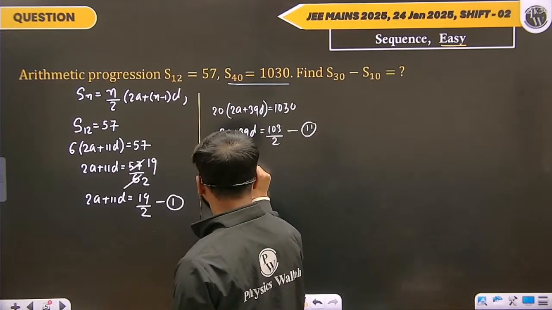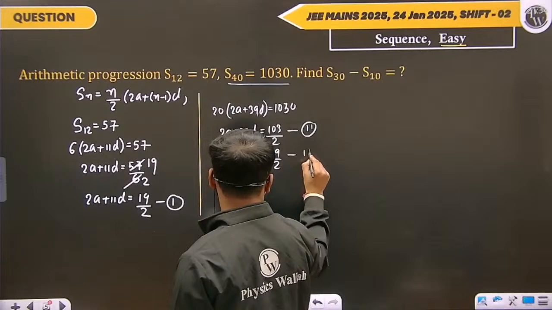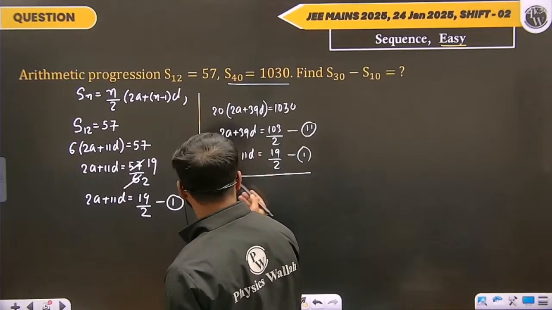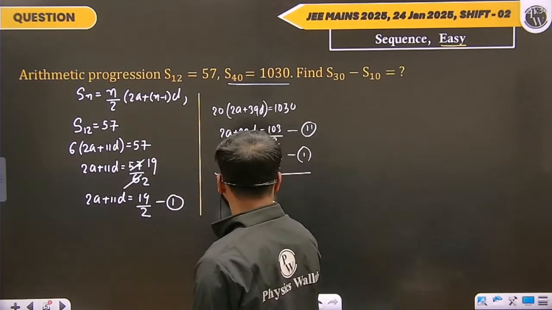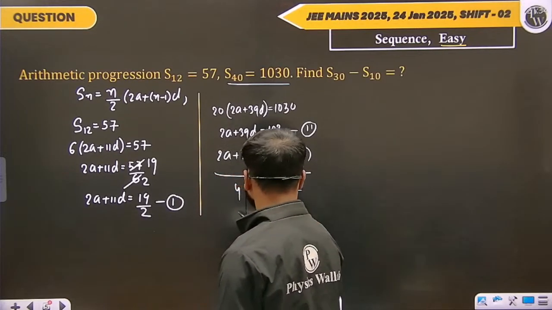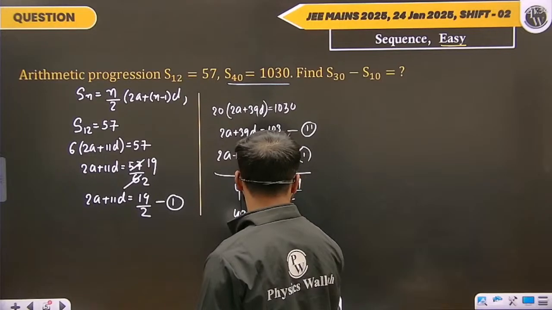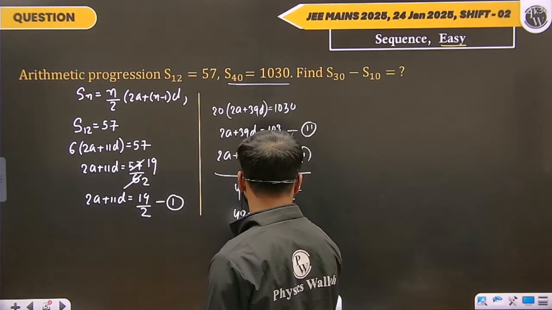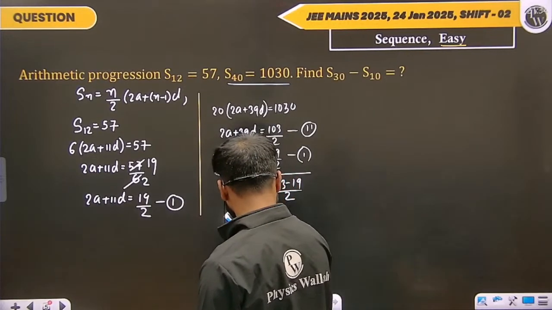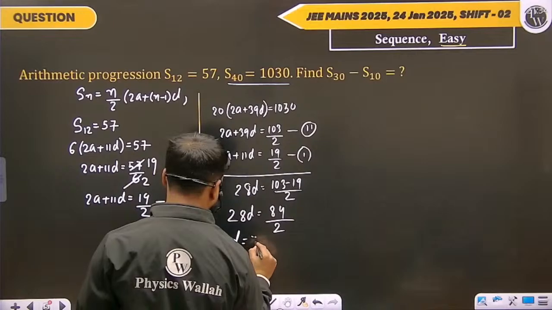Now you have two variables, a and d, and for this you have two equations given. Now just subtract these two equations to find the value of a and d. Just subtract these two equations. It is 28d equals 103 upon 2 minus 19 upon 2, that is 84 upon 2, so it is 42. So the value of d is 3 upon 2.